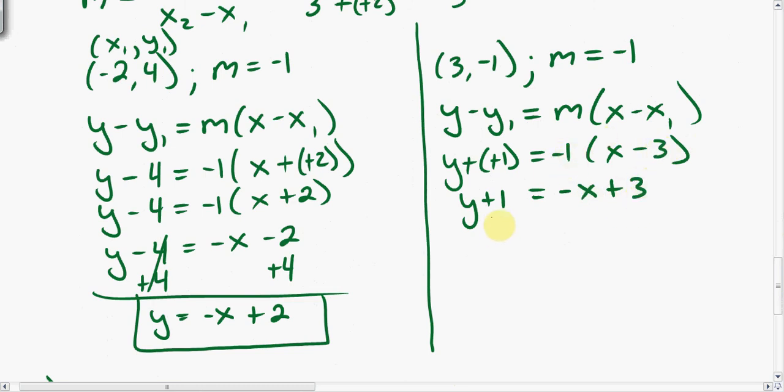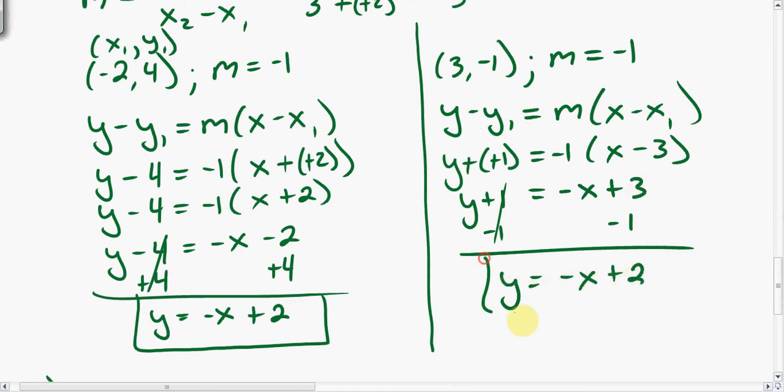And then the last thing I need to do is bring over my 1. So I'm going to subtract 1 from both sides. 1 minus 1 is 0. And I have y equals -x. 3 minus 1 is plus 2. And if you'll notice, each of these two equations are the same. And they should be, all right, because they're really the same line. They're just passing through different points up here. So that's why it doesn't matter which point you choose. Ultimately, you're going to end up with the same answer.